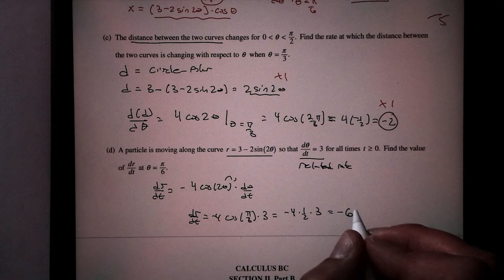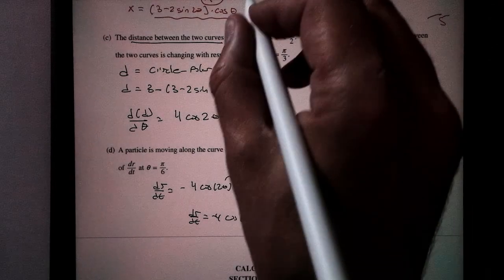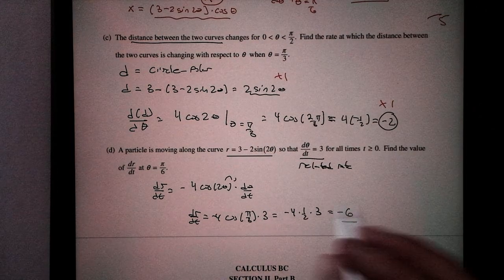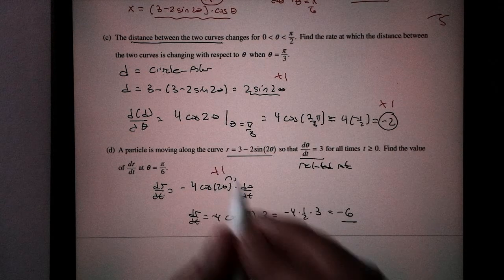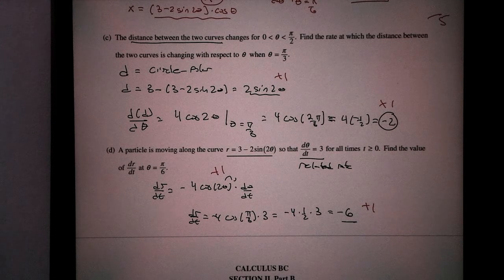R is whatever units, they'll give us the units, so we can just leave it as negative 6. So how many points would this be worth? Taking the derivative, 1 point. Getting your answer, 1 point. And there's 9 points. Alright, so I hope you enjoyed the video here, and we'll see you later.